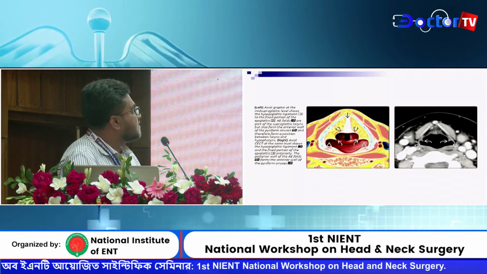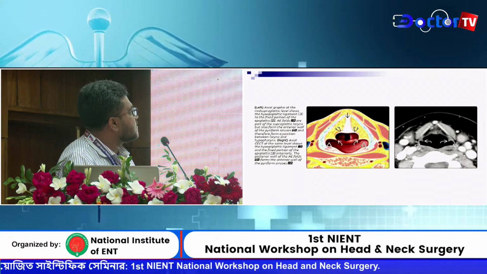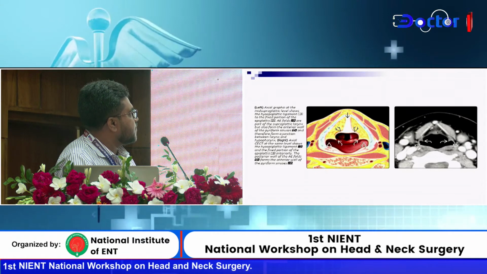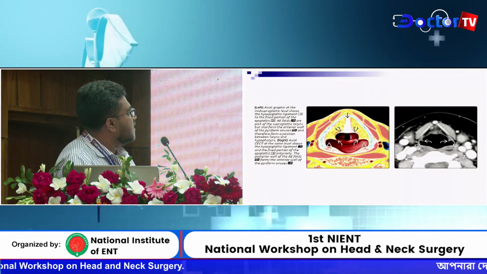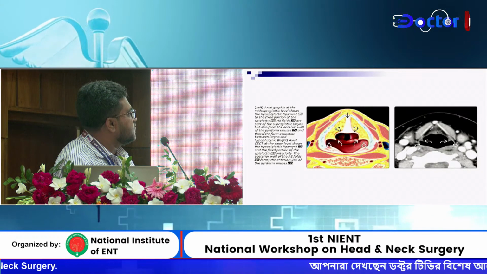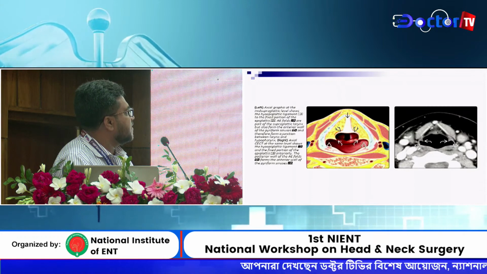Below this level, we also see that the aryepiglottic fold has started to appear, the pyriform sinuses and posterior pharyngeal wall. These areas are the pre-epiglottic space, and this is the fixed portion of the epiglottis at this level.